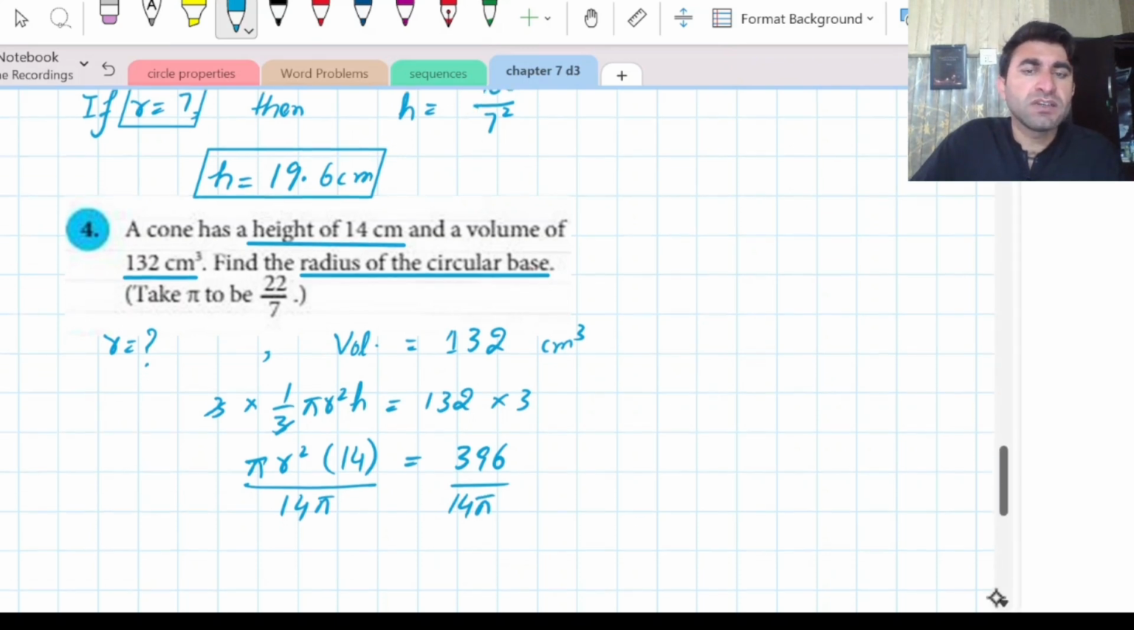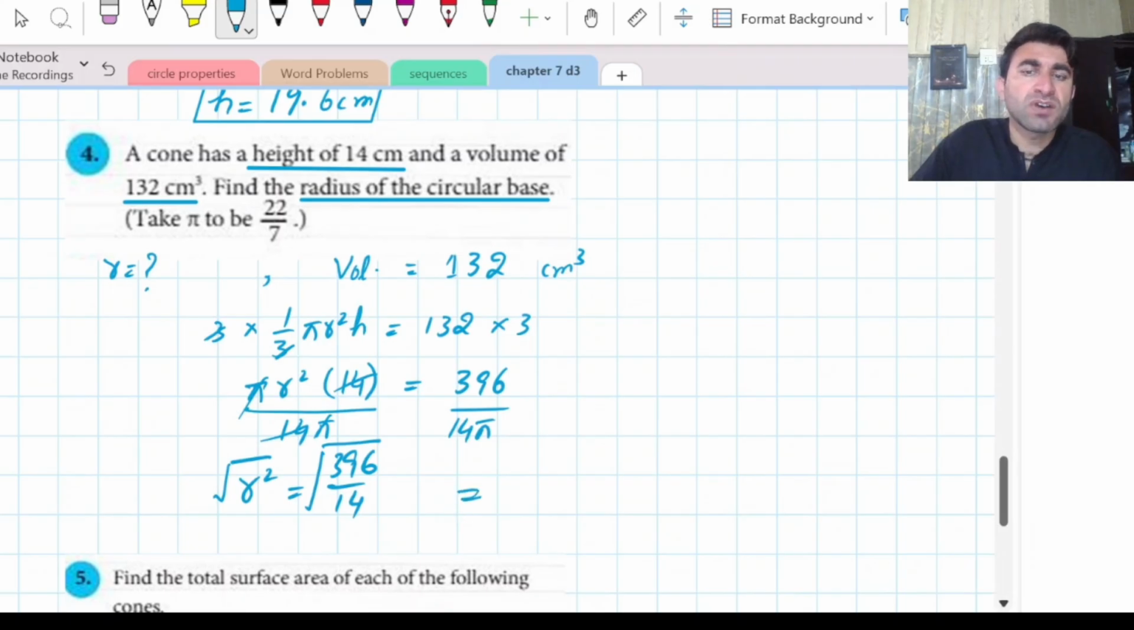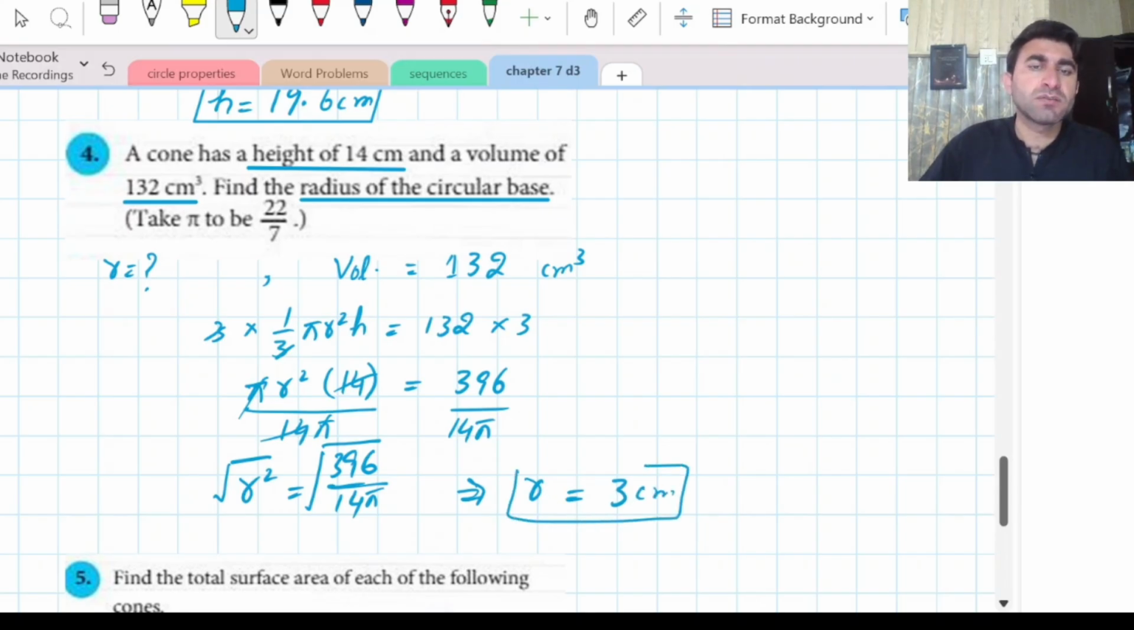Then we will find the value of r square with the help of a calculator. r square is 396 divided by 14 pi. So we will take the square root of both sides and find the value of r with the help of a calculator. It becomes 3 centimeter. So that is the value of the radius of the base. 3 centimeter is the answer to question number 4.